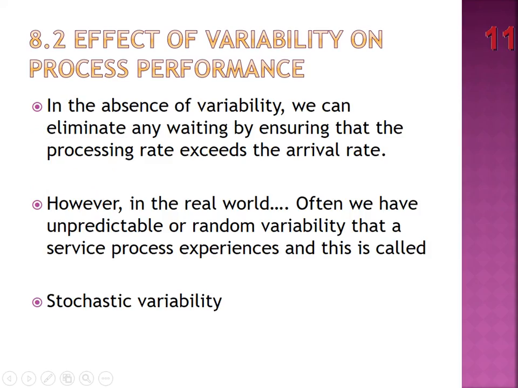All right. In the absence of variability, we can eliminate any waiting by ensuring that the processing rate exceeds the arrival rate. So as long as we have no variability, we just have to make sure that we can process customers faster than they arrive. Pretty common sense. However, in the real world, a service process experiences unpredictable or random variability, and we call that stochastic variability. If you hear somebody say the word stochastic, what they mean is random variability. That's the equivalent of stochastic.